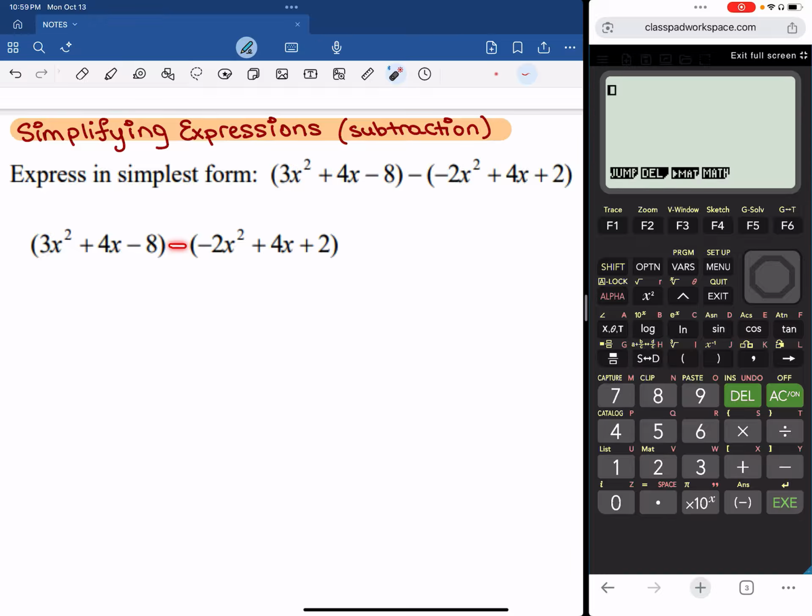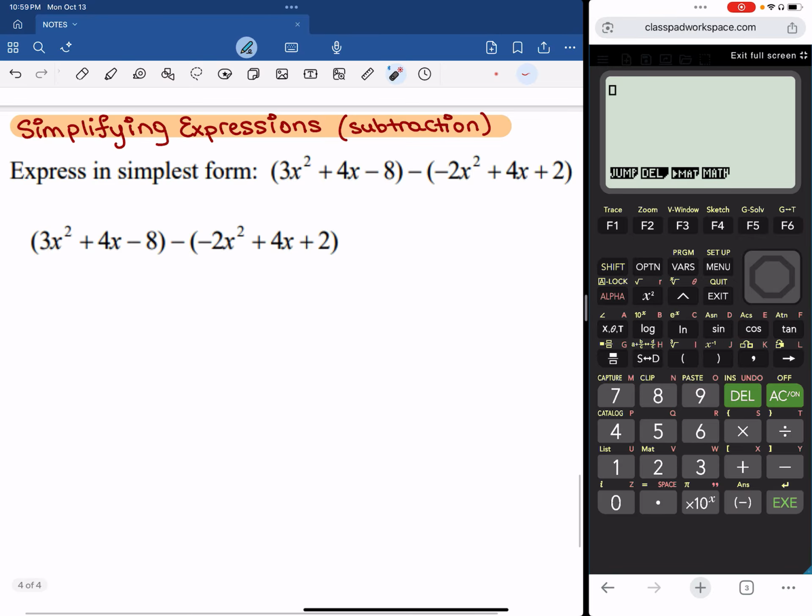Whenever there's a negative sign between two polynomials or two expressions like this, there is automatically an invisible one right here. This makes it an invisible negative one. We know when we have a number outside of the parentheses like this, it needs to get distributed throughout the parentheses to every term before we can combine the like terms.